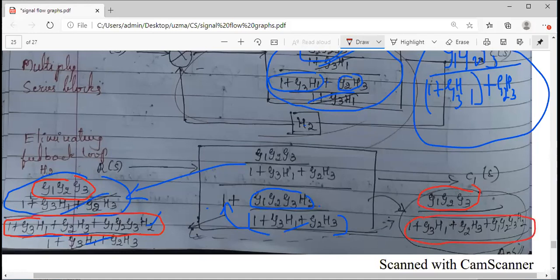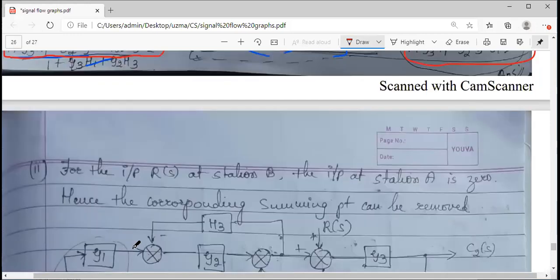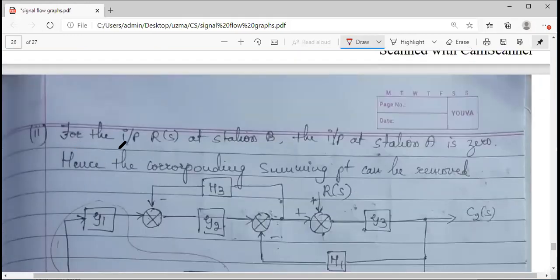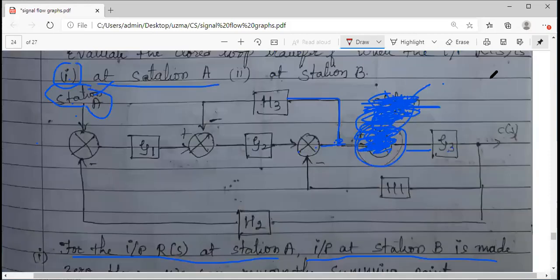So this is the first part which I have solved, considering input is applied at station A. Still I have to do the second part. What is the second part? I have to apply the input at station B. For the input R of S applied at station B, what I have to consider here? Let me show you this figure, how the things will change now.